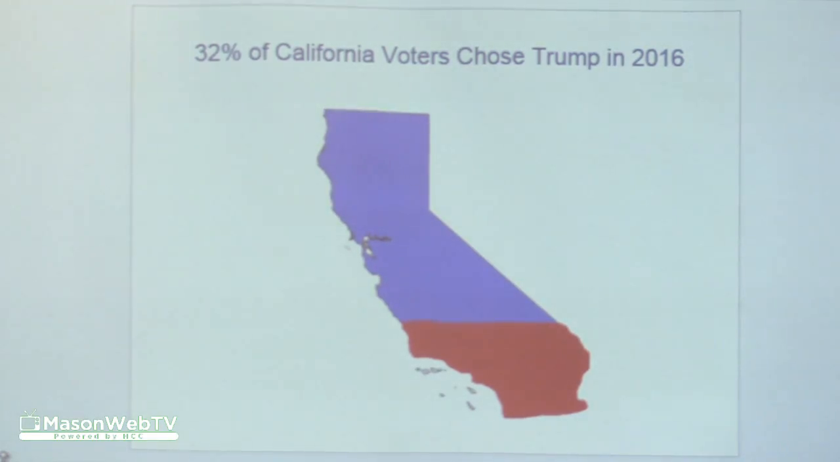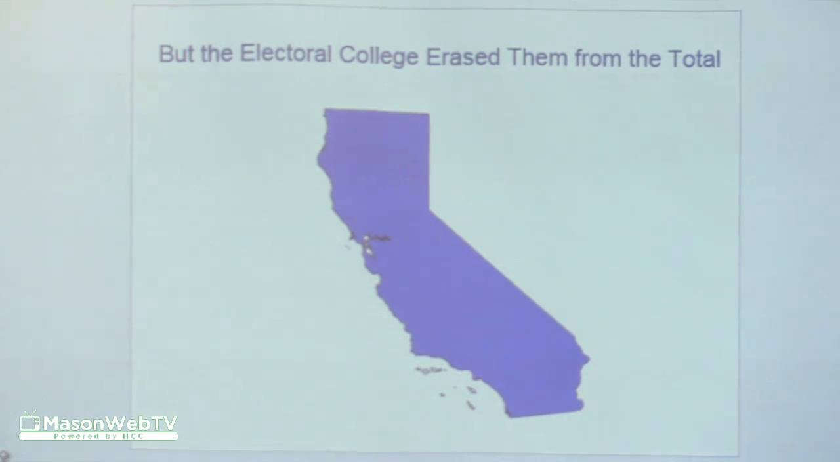Here's the example. California has the largest number of voters, around 12 million voters. And the presidential vote is split just as in all states. 32% of California voters went for Donald Trump in 2016. There you see the blue and the red. But once the state's votes were totaled, all 4.5 million of those Trump votes were erased. So where did they go? Why should only a portion of a state's votes count in choosing the president of all the people?